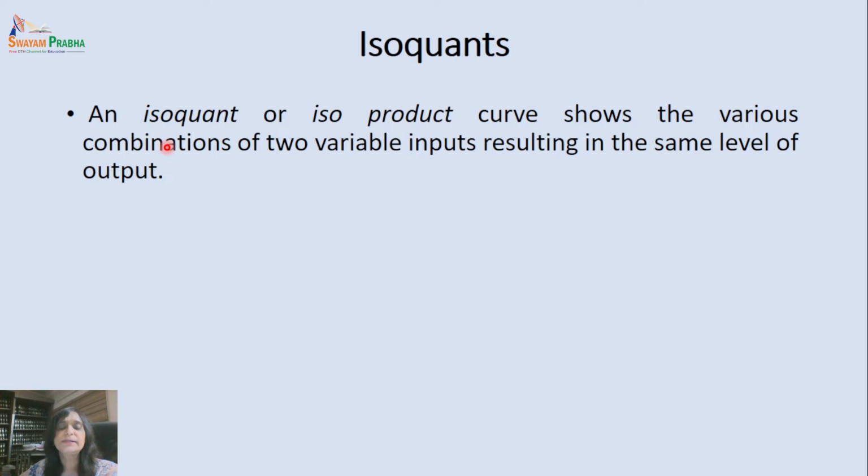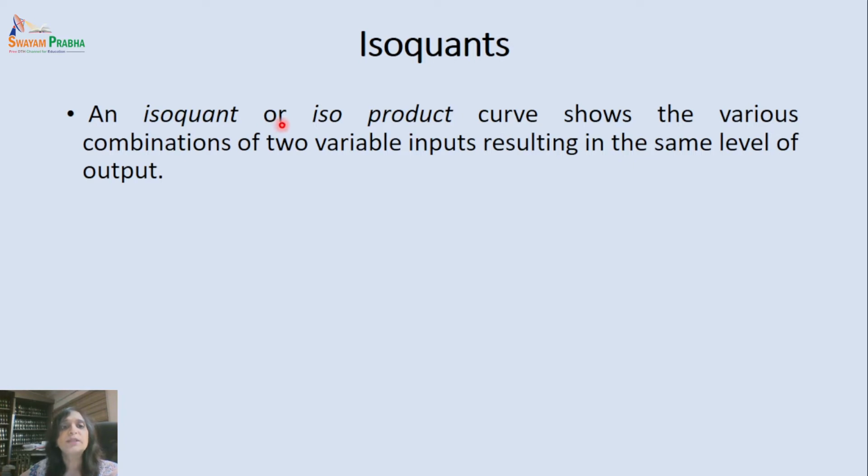An isoquant is also called an isoproduct or equal product curve, and it is very similar to the indifference curve which we did in the case of consumer behavior. So in layman's language, you can say that an isoquant is similar to the indifference curve of a producer. Iso basically means similar, equal product curve.